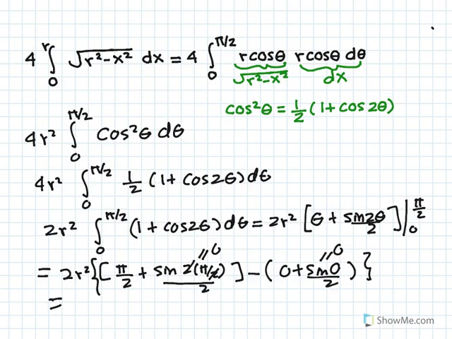So when we simplify this, we get 2r squared times pi over 2. The 2 cancels out, and we get the result that we're after, pi r squared. The area of a circle of radius r is pi r squared.